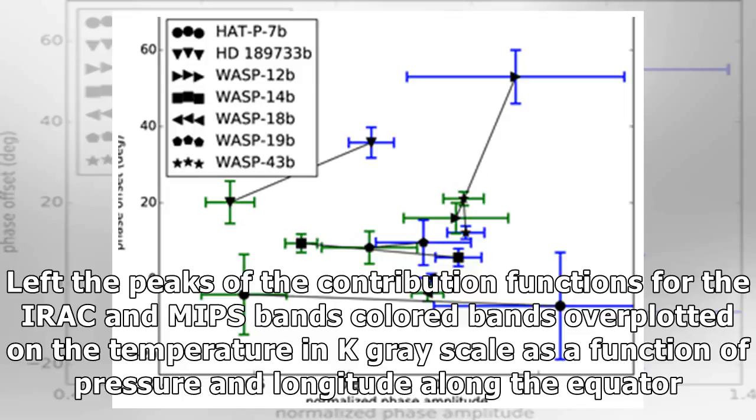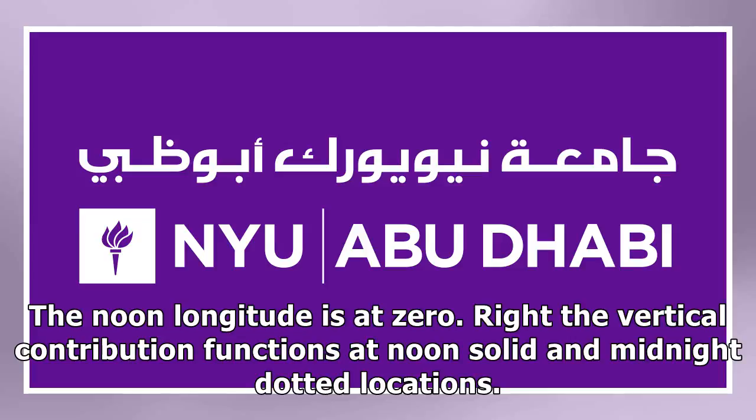Figure 2. Left, the peaks of the contribution functions for the IRAC and MIPS bands, colored bands overplotted on the temperature in K, grayscale, as a function of pressure and longitude along the equator. The noon longitude is at 0. Right, the vertical contribution functions at noon, solid, and midnight, dotted, locations.